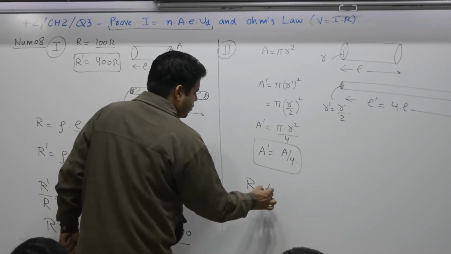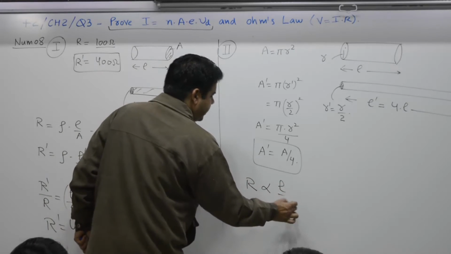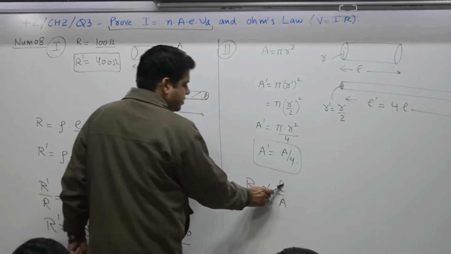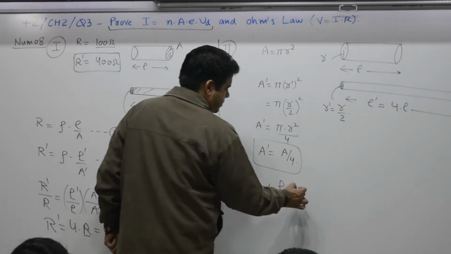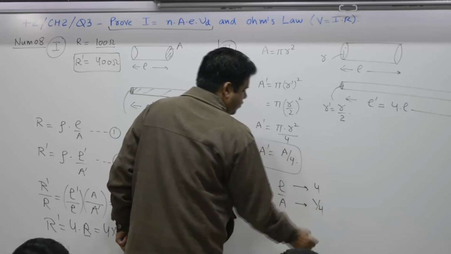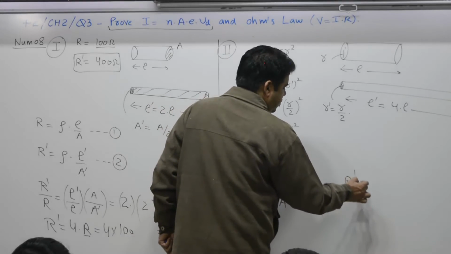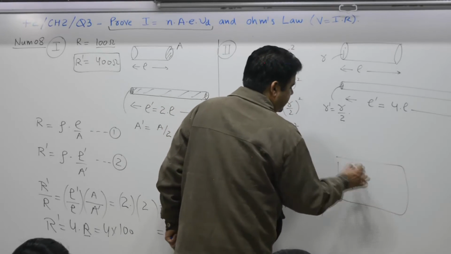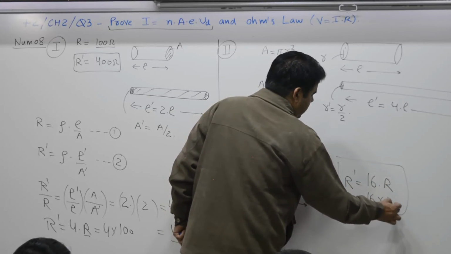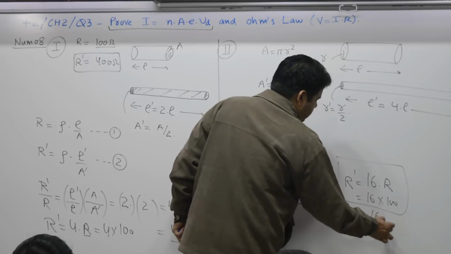So R is proportional to L by A. L is how many times? 4 times. Area is how many times? 1 by 4. So resistance, new resistance is how many times? 16 times. So 16 into 100 is 1600 ohm.